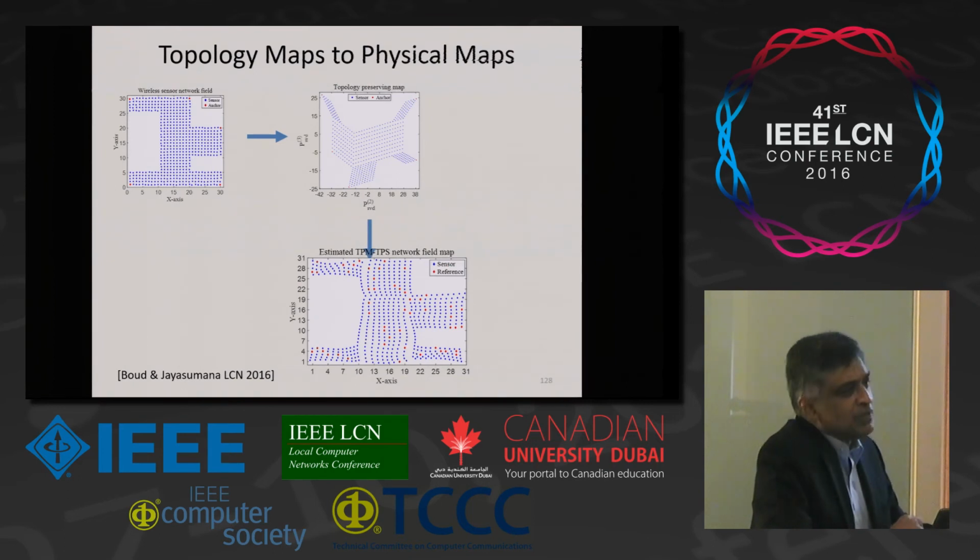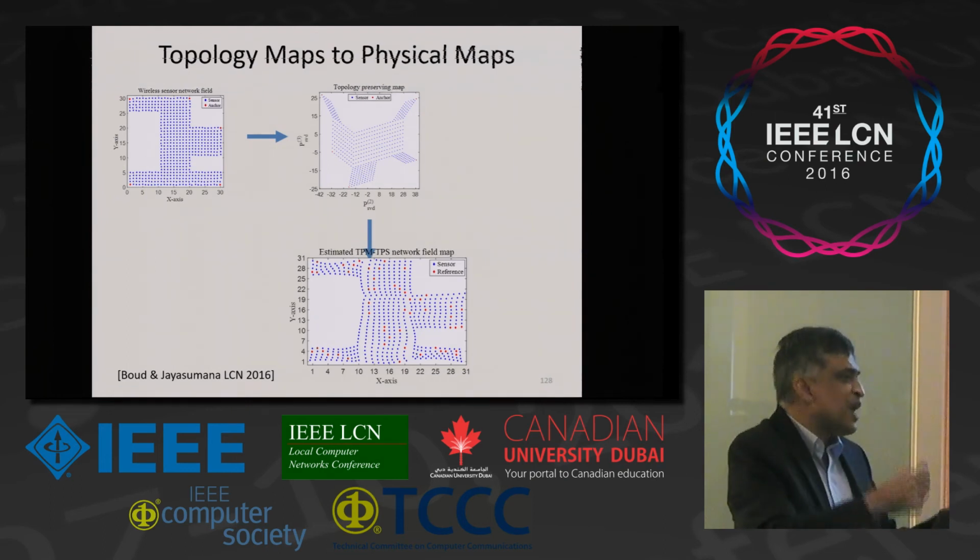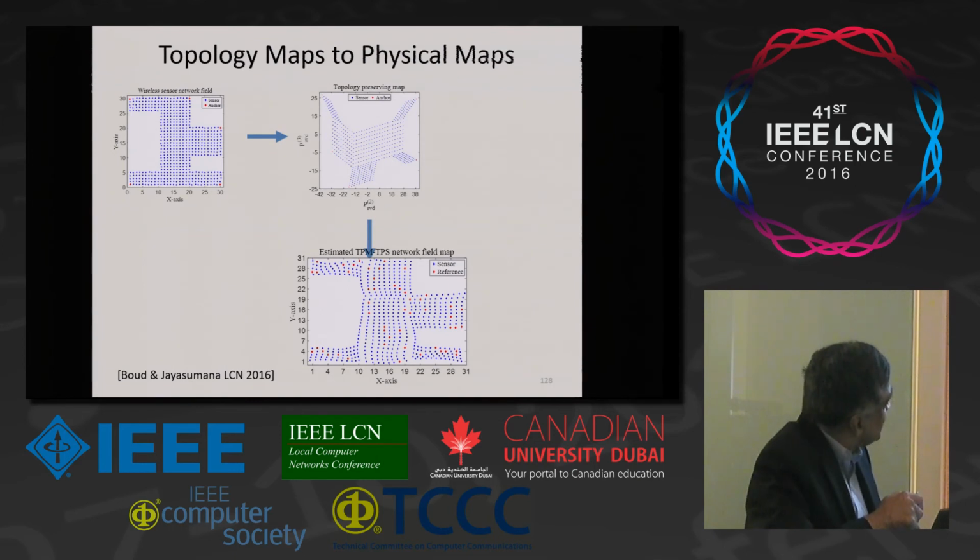Now suppose I know the actual physical location of some of these nodes, right? Somebody goes there and calibrates it. Some of these nodes know their physical location. In this case, for example, these red nodes know their actual physical location, so we can go and stretch this map so that those nodes coincide with their physical location. We get this one, right?